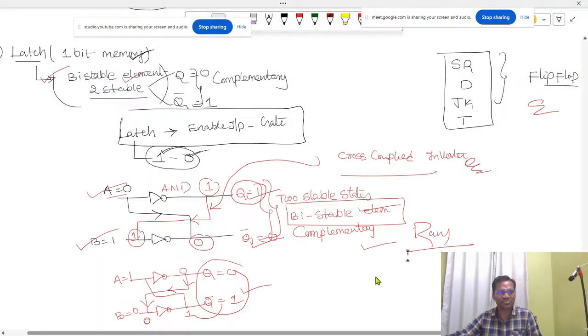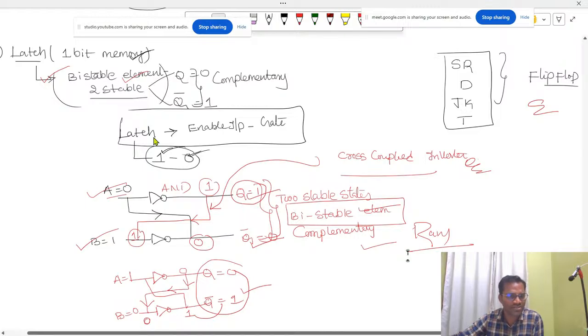I repeat again, this is very important. What is meant by a latch? A latch can store only one bit, one bit of memory storage. Either it can store 0 or it can store 1. This latch generally is a bistable element. Bi means how many? 2. How many stable states are there? One is Q, one is Q bar. Therefore, this latch is called a bistable element, and the outputs should definitely be complementary in nature. So that is what you have to understand.